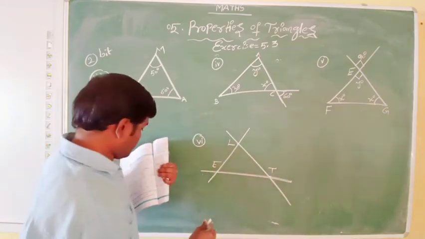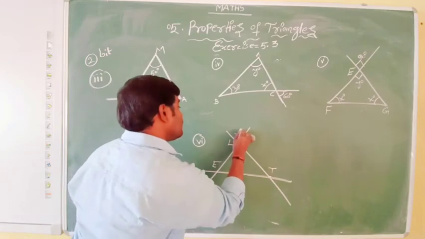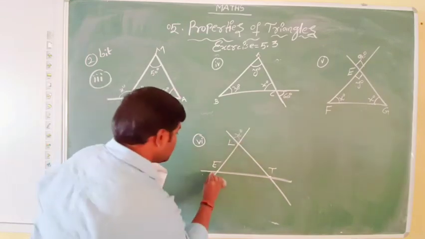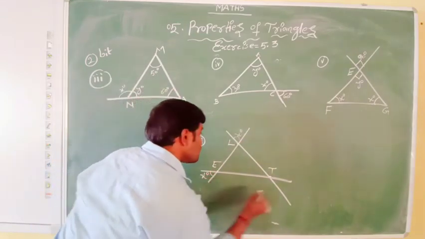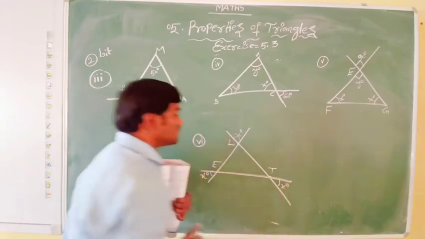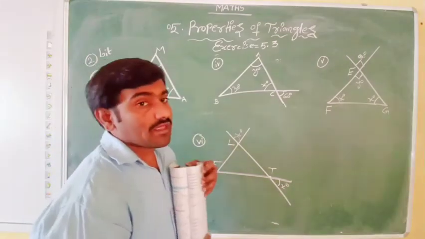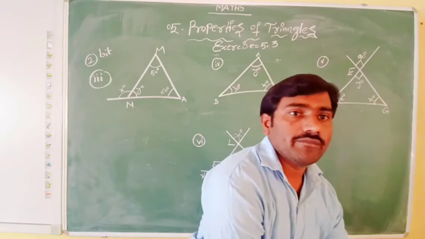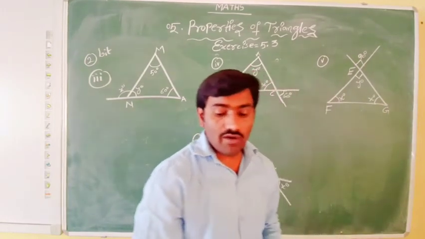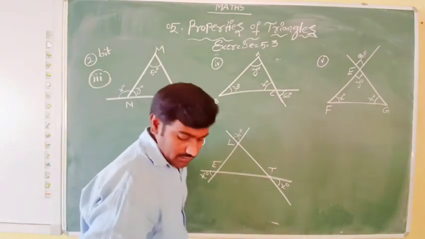Here they have given x degrees, here also x degrees, and here also x degrees. So we need to find out the angles here. Directly I am going to do it. Just look at how I am going to give you the answers here.